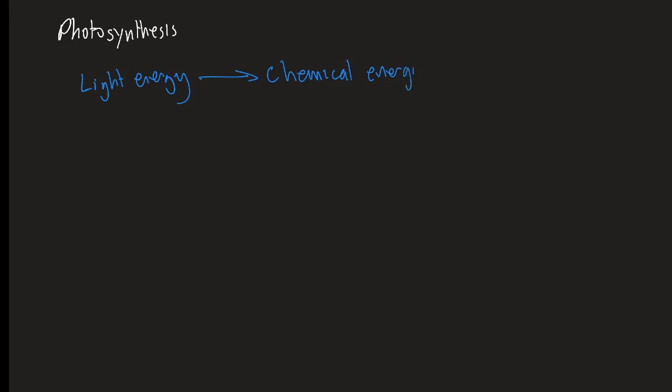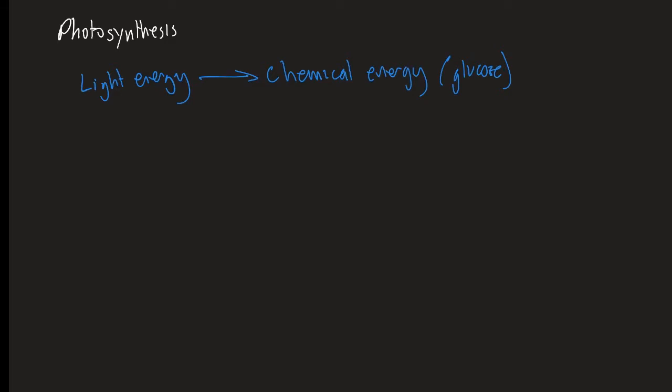Photosynthesis is the process of converting light energy into chemical energy. And this is done by producers, so organisms that can produce their own food. Autotrophs, if you like. The chemical energy is in the form of glucose molecules. Okay, so this video is going to be looking at that process.